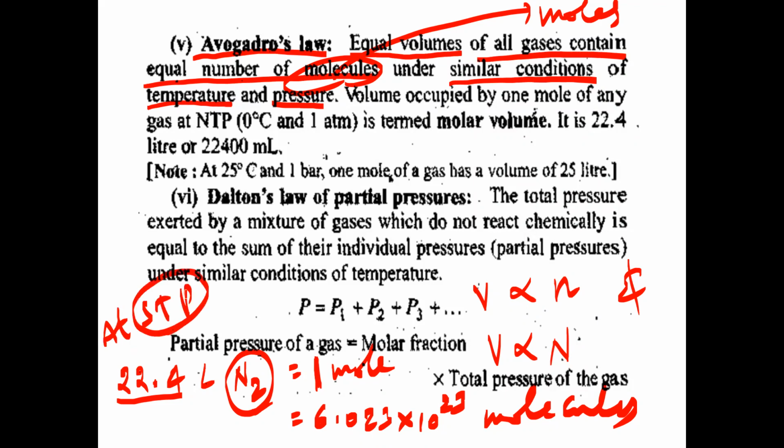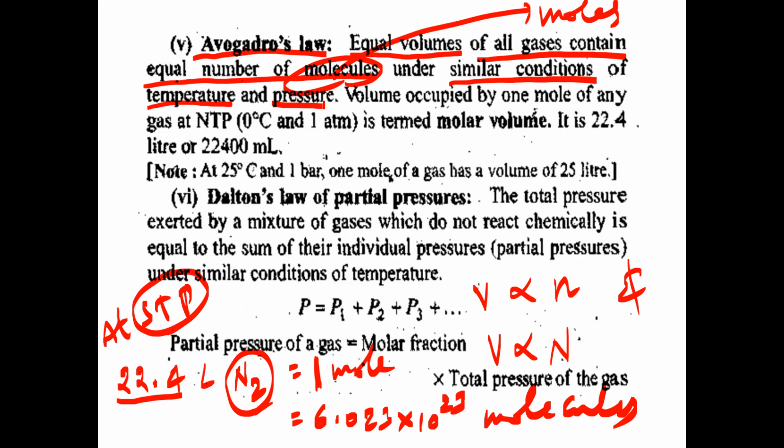STP means standard temperature and pressure. At STP, 22.4 liters of N2 gas is equal to 1 mole. At STP, 22.4 liters of CO2 gas is also equal to 1 mole. At STP, 22.4 liters of any gas is equal to 1 mole of gas. 1 mole of gas always contains about 6.023 into 10 to the power of 23 molecules. So this number is called Avogadro's number. This is Avogadro's law: equal volumes of all gases contain an equal number of moles and an equal number of molecules under similar conditions of temperature and pressure.